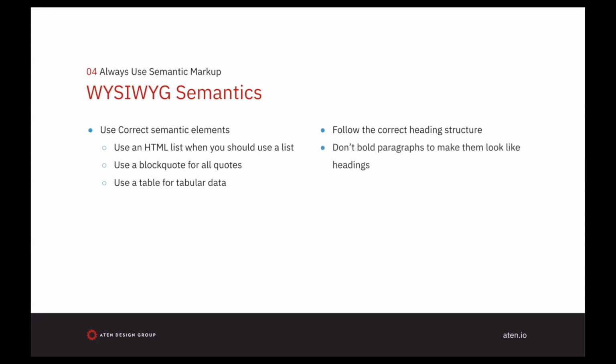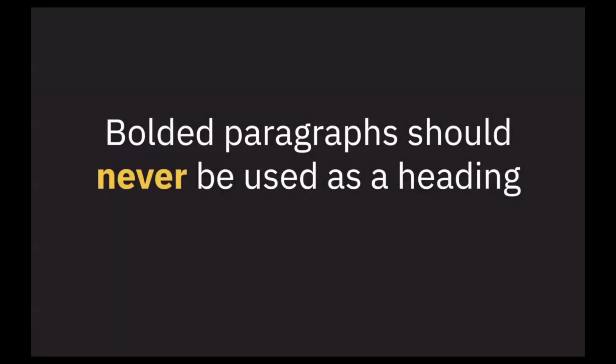And the most important thing is to remember to not bold paragraphs to make them look like headings. And yes, let me repeat that because it's one of the more important things I want to convey to everyone. Bolded paragraphs should never be used as a heading. A proper heading hierarchy is both visual and programmatic. It's scannable for both visual and screen reader users. Paragraphs are programmatically just paragraphs. They're not headings. You can make them look like a heading by bolding it or changing the color or making it look like something with CSS, but they are not headings.